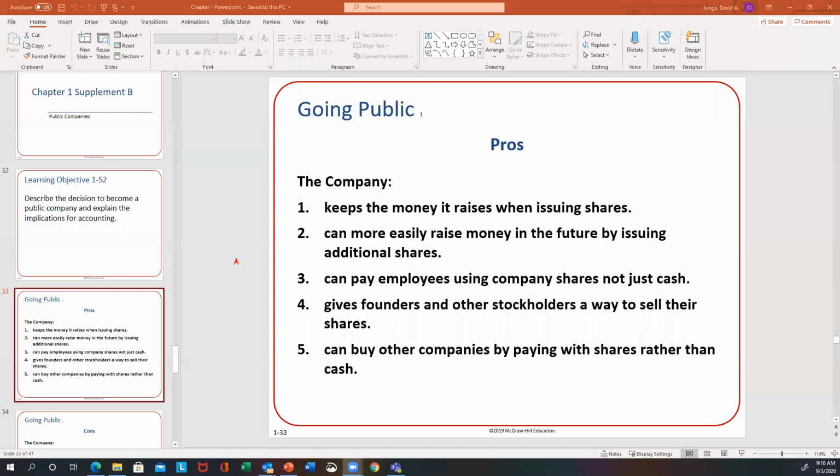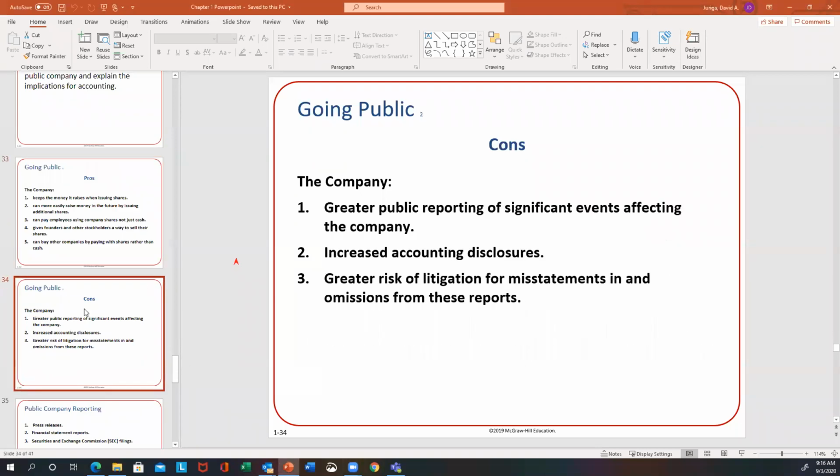But remember, if you do go public, it's not cheap. And of course, you have to follow a lot of government regulations. There's also greater risk if you misstate anything in the financial statements because the public is looking at it. And there's, again, increased accounting disclosures and accountability. You have to follow the Sarbanes-Oxley Act, which again is not cheap. So it's very expensive, and there's a lot of rules that you have to follow if you decide to go down that path.